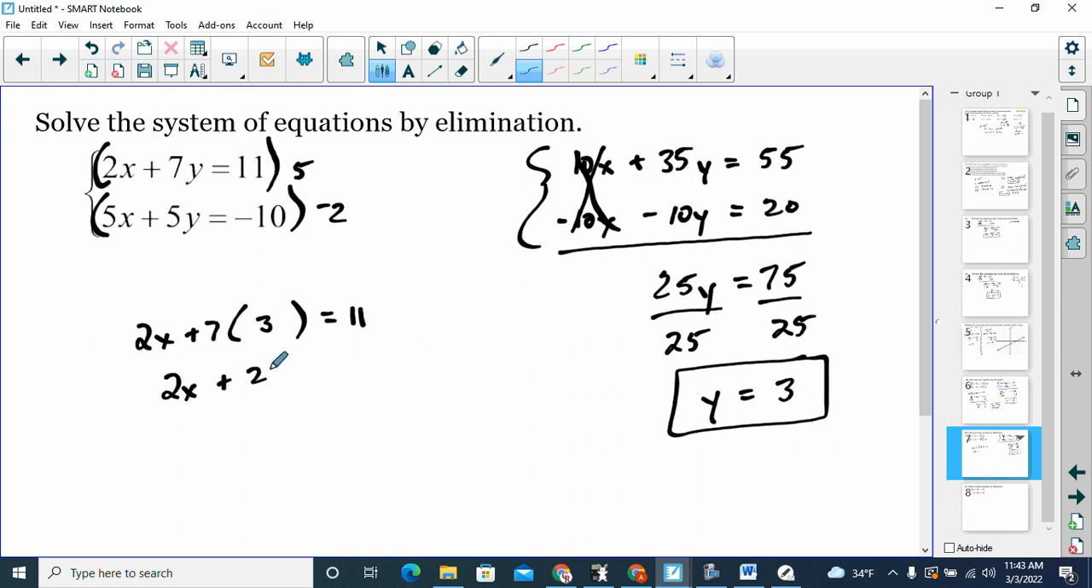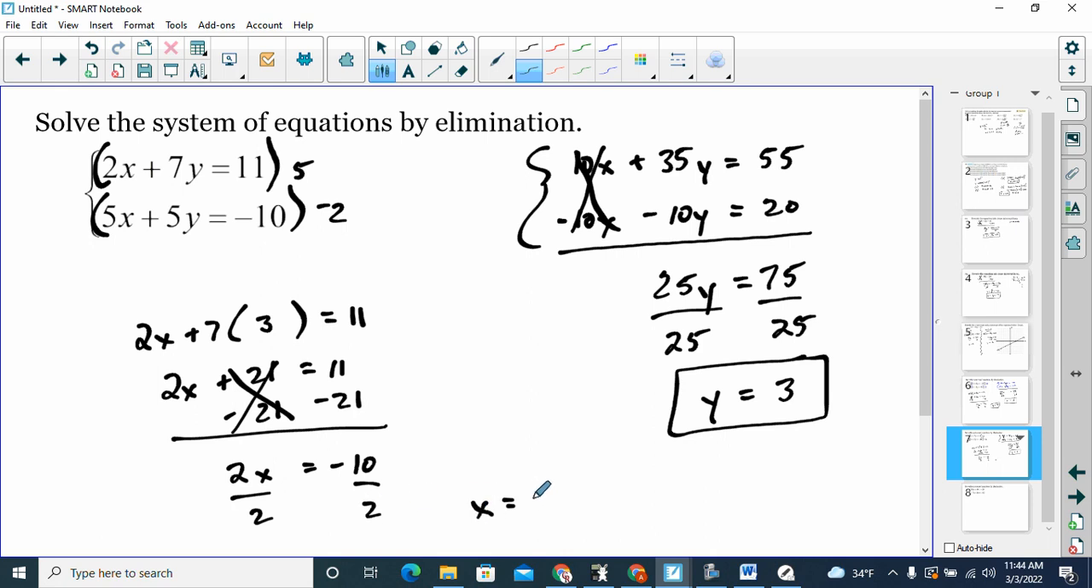7 times 3 is 21. Subtract 21 from both sides. 11 minus 21. One's positive, one's negative, so we subtract them. 21 minus 11 is 10. The bigger number was the negative one, so negative 10. Dividing both sides by 2 gives me an x value of negative 5. Y equals 3, x equals negative 5.